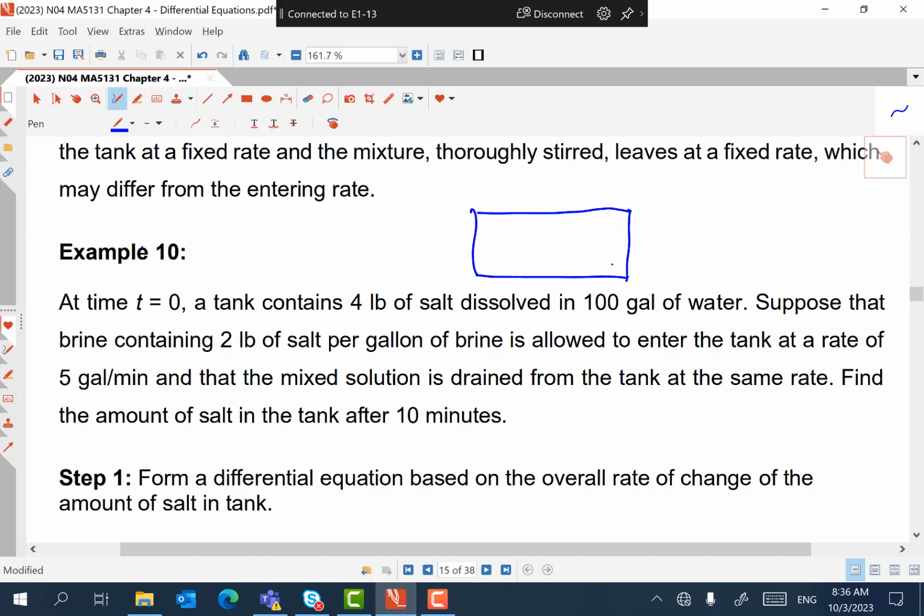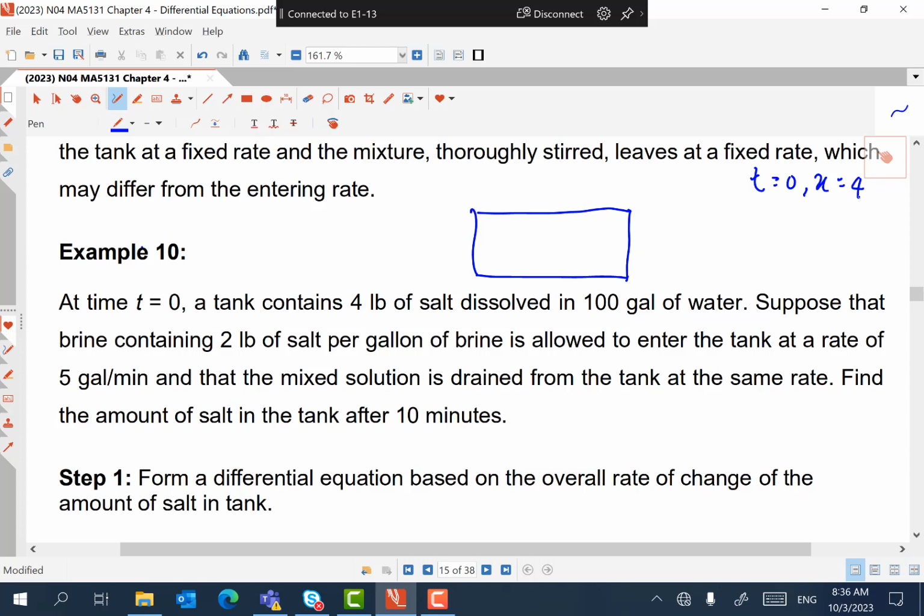Okay? So at time t equals 0, right, you are told that there are 4 pounds of salt. Should you say there are 4 pounds of salt, or do you say there is 4 pounds of salt? Anybody wants to correct my grammar? Okay. Anyway, in that case, I'll just decide there are 4 pounds of salt.